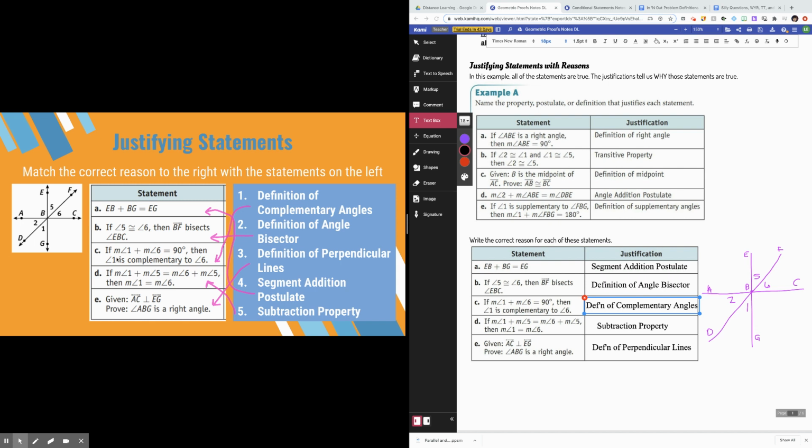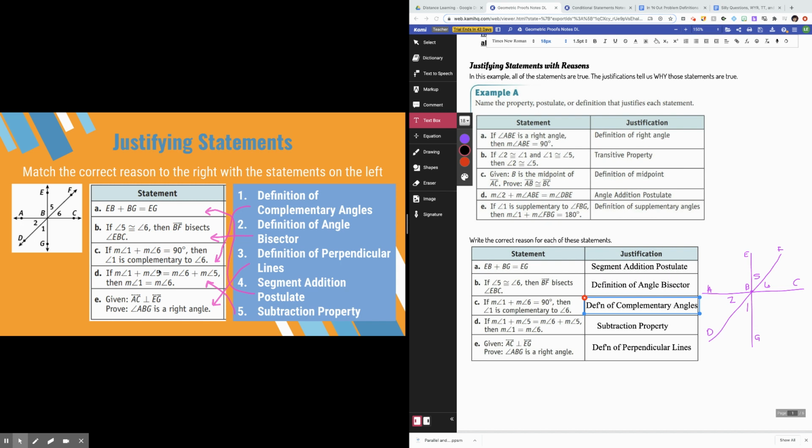Okay, so similar idea for part C. It says if measure of angle 1 plus measure of angle 6 is equal to 90, then angle 1 is complementary to angle 6. Right, so we started this time with the equation. We said that these two angles add up to 90, and we know from the definition of complementary that two angles that add up to 90 are called complementary, right? So we started with the equation and went to the statement.